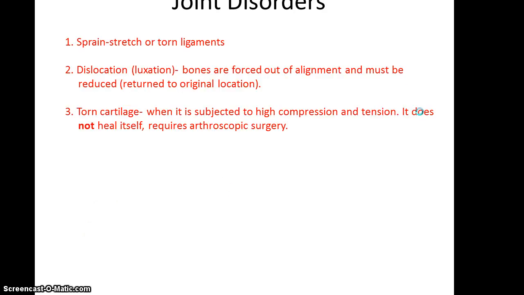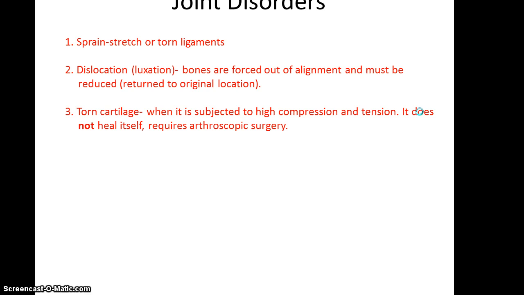There are also some other joint disorders that exist. You can get a sprain, which is simply an overstretched or perhaps torn ligament that usually heals on its own if allowed to. You can have a dislocation where the bones are forced out of alignment and no longer properly fit in the joint, and these then have to be reduced, which means returned to the original location.